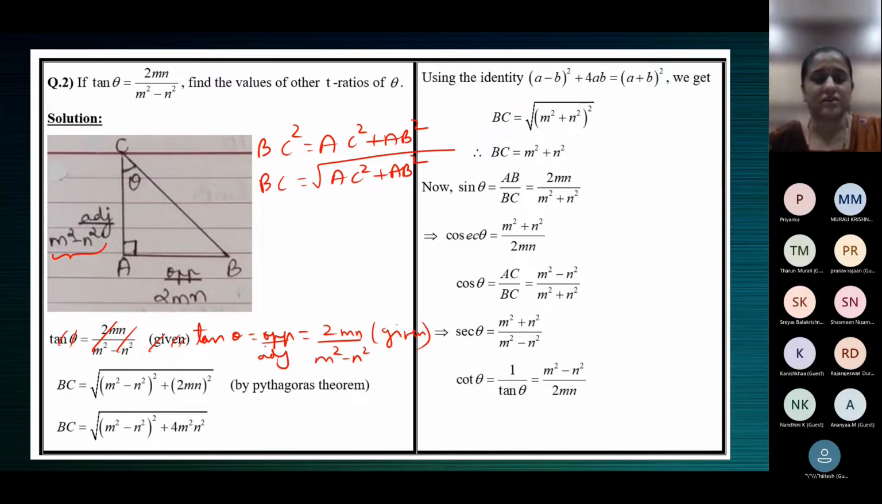First write this one: tan theta is equal to opposite by adjacent, 2mn by m square minus n square, which is given. Fill it in the right triangle and find the hypotenuse, BC. This is the formula, root of AC square plus AB square. That's what I've used here. You can maybe include these steps.